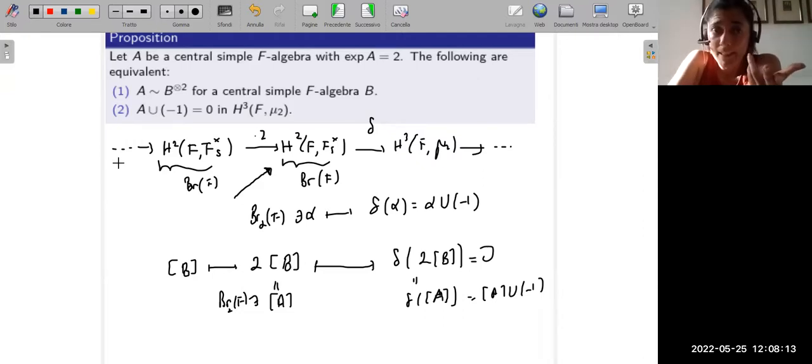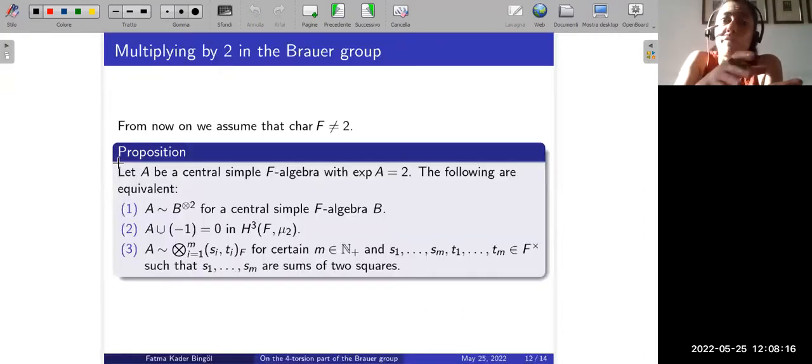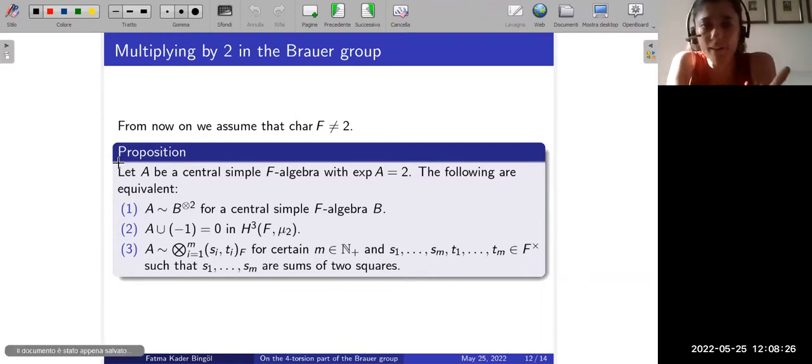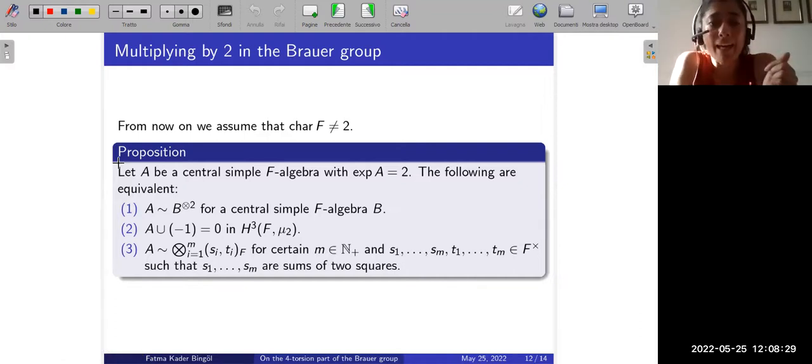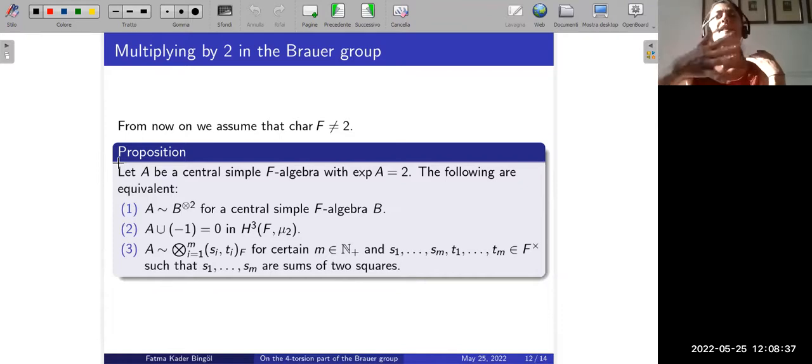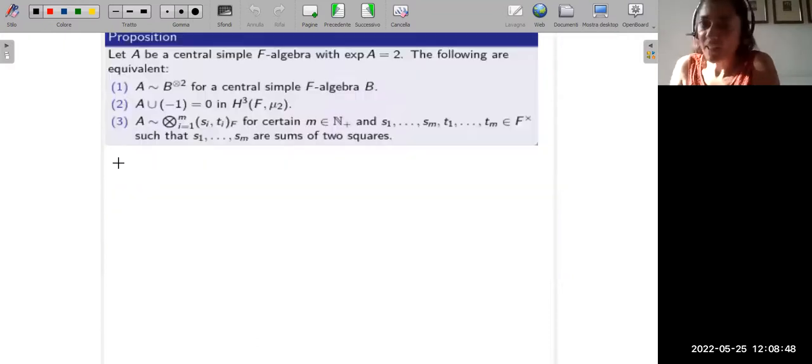And this is equivalent at the same time to the following, which is what we conclude using another exact sequence. It is equivalent that A is given in the Brauer group as a tensor product of quaternion algebras (S_i, T_i), where the S_i are all non-zero sums of 2 squares. Let me give the idea here, really vague.